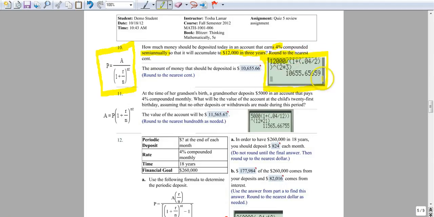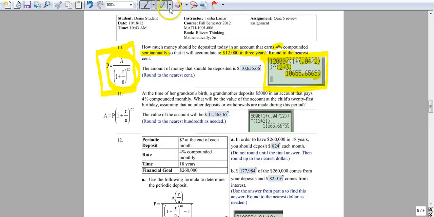A is 12,000, because that's how much we want it to be worth, divided by 1 plus 0.04, the rate R, divided by 2, since N is 2 because it's compounded semi-annually, to the power of n times t. N is 2, t is 3 because it's 3 years. And the calculator just gives us our answer.